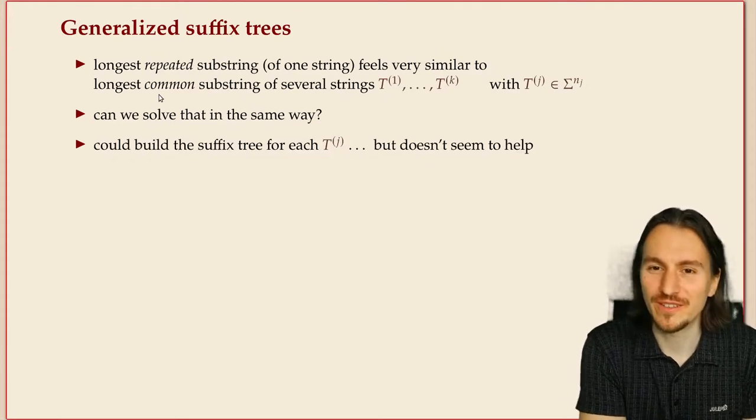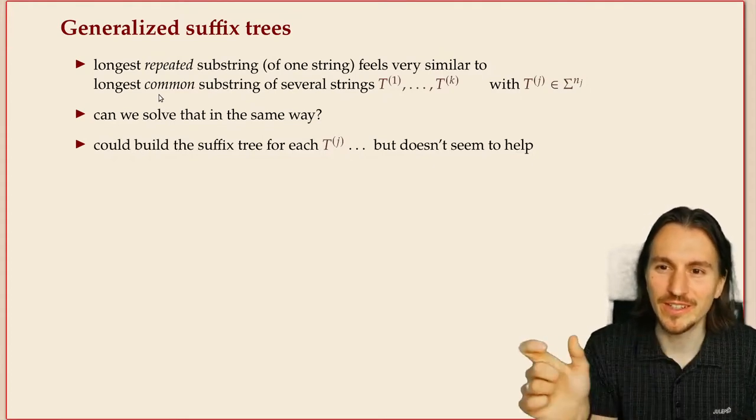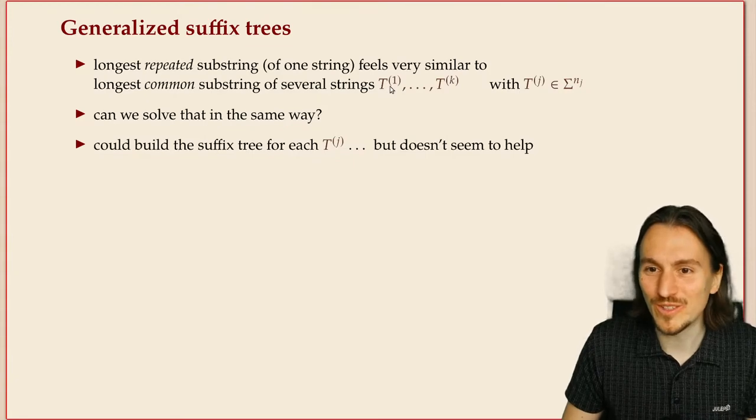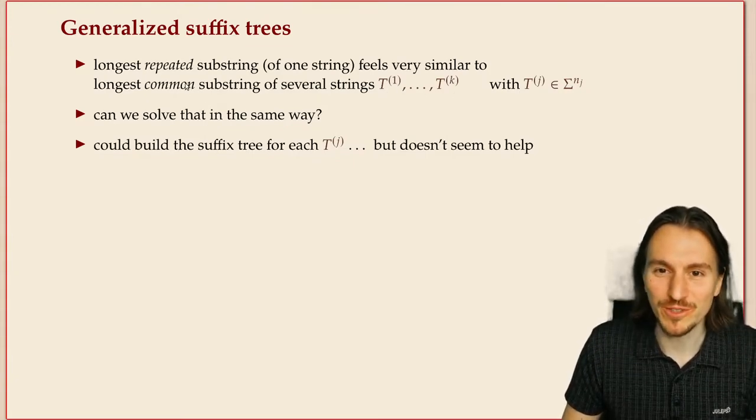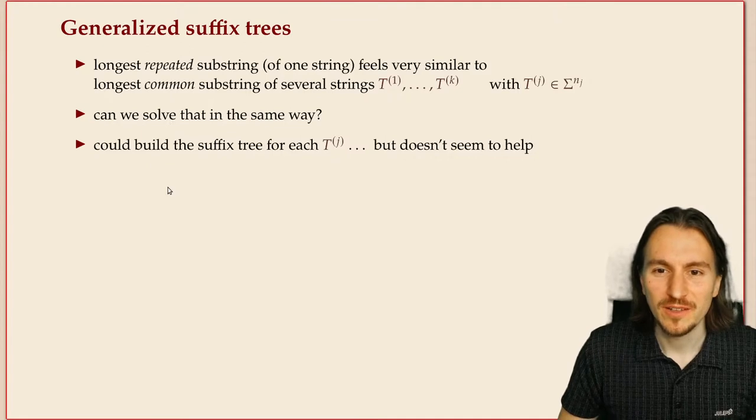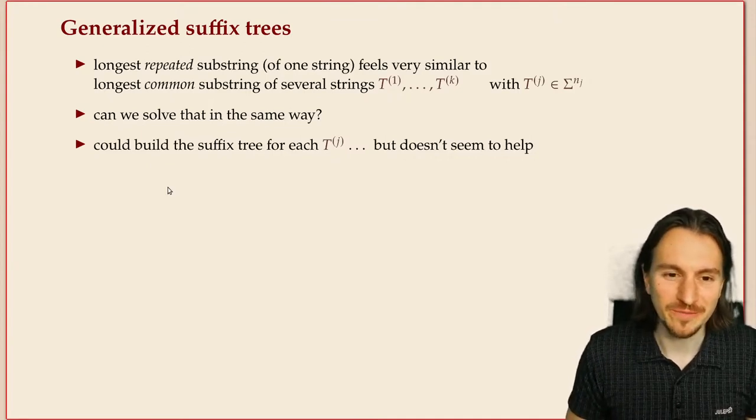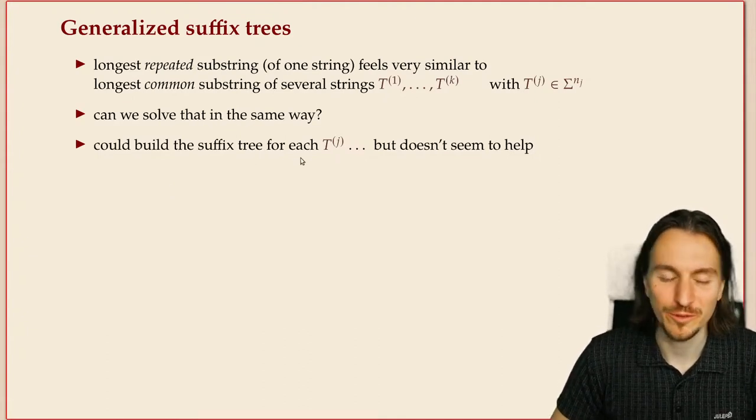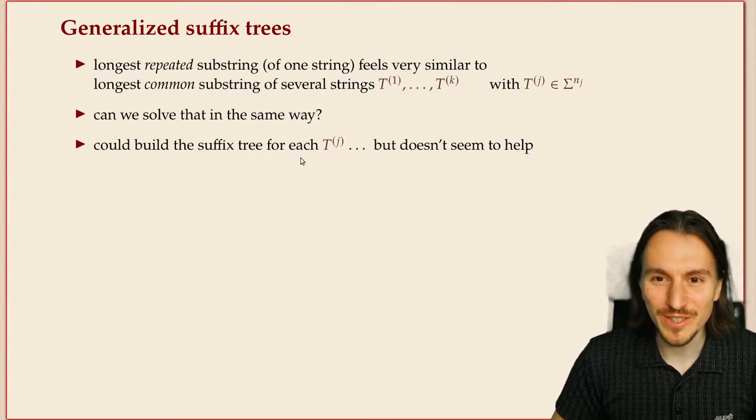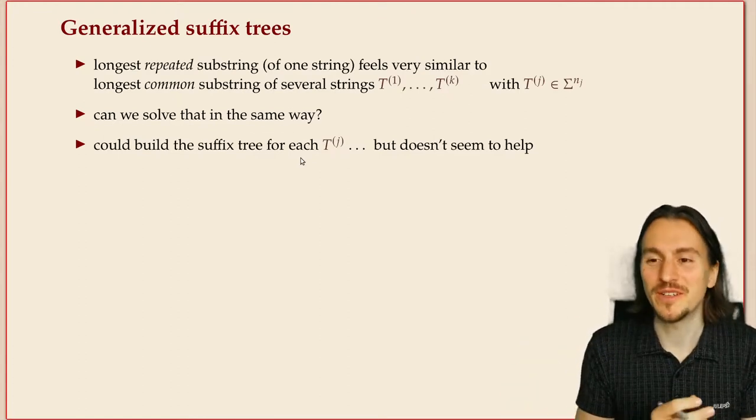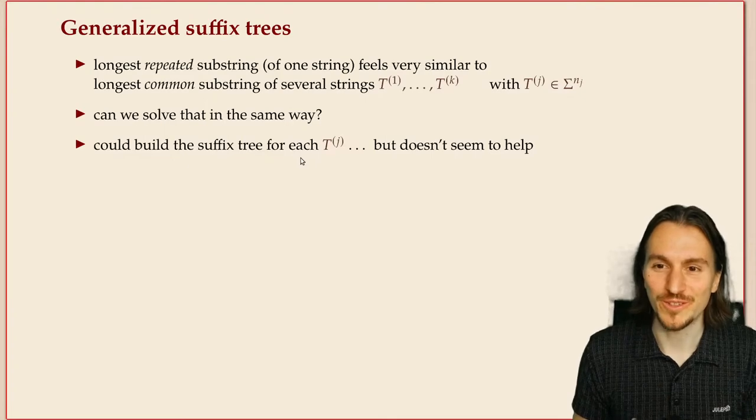We do have restrictions that this common substring must lie entirely inside these others, so it's not useful to know that there's two occurrences in T1 but none in the others. So it's a bit more restricted, but it's a very similar question. We try to ask for something repeated but in different strings. So maybe we can solve it in roughly the same way. An obvious approach would be you build the suffix tree for all the texts, one for T1, one for T2, etc. But that doesn't really seem to help, because what you need is to connect the information about different texts. You somehow need a single big tree that can represent all the strings.